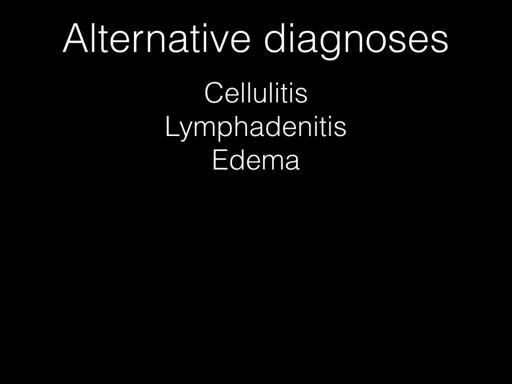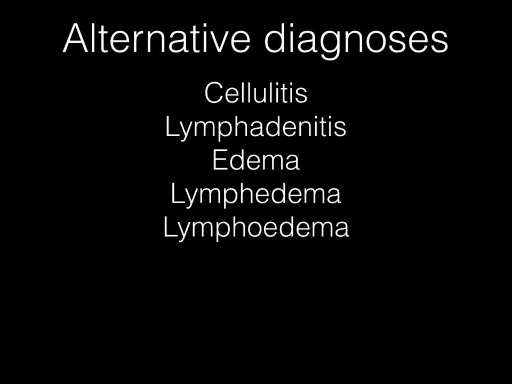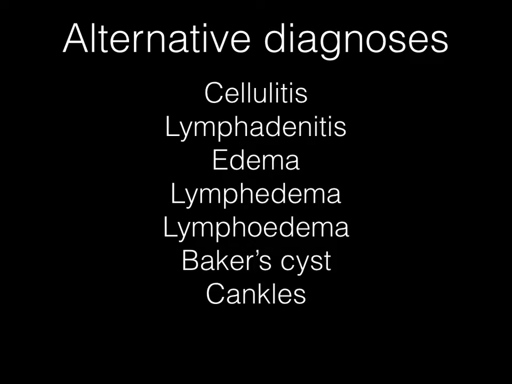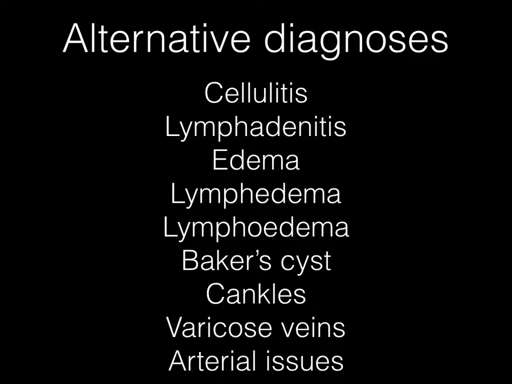Anyway, moving back, sometimes you can find an alternative diagnosis. And if you have someone with symptoms of DVT, some of the other alternative diagnoses you need to consider are cellulitis, lymphadenitis, edema, lymphedema, Baker cysts, cankles, varicose veins, and of course arterial issues.